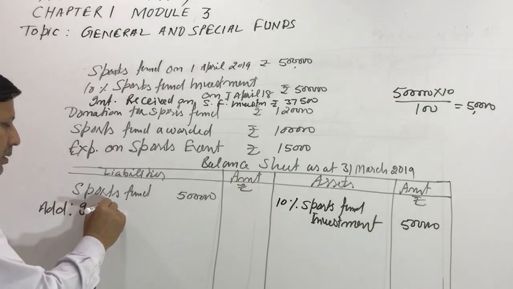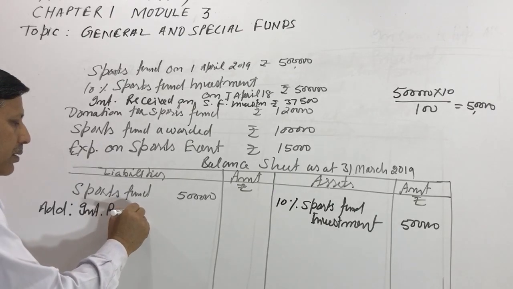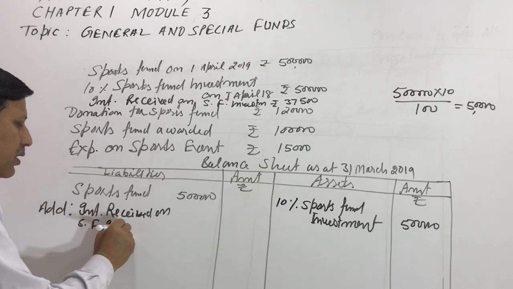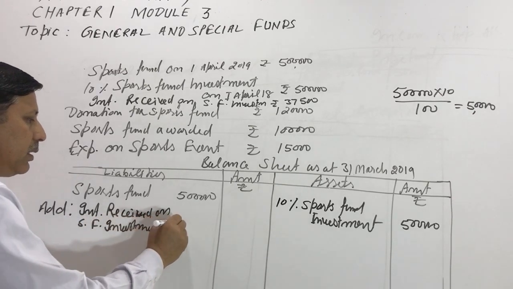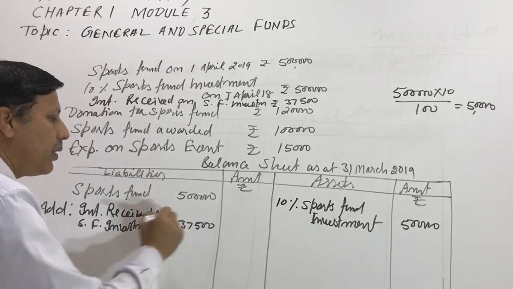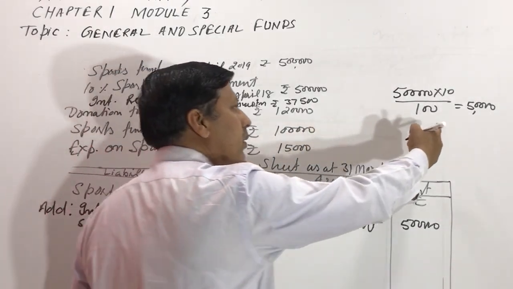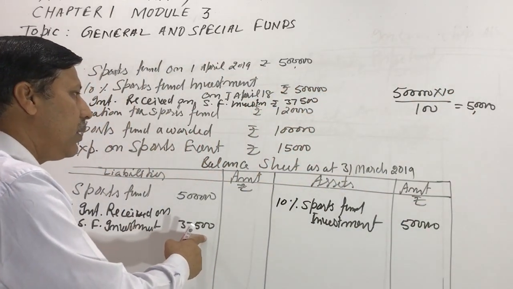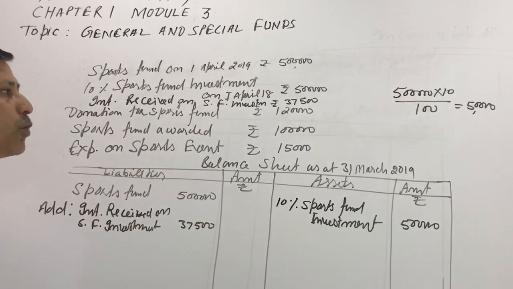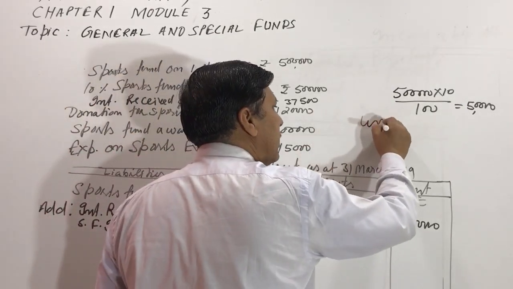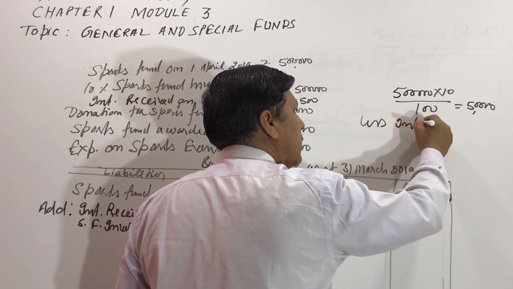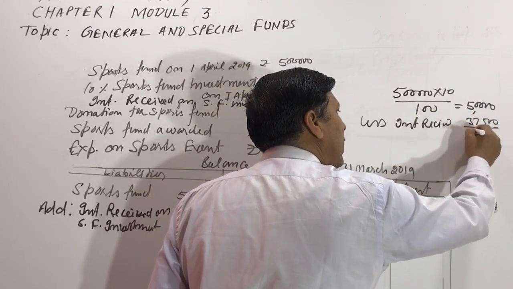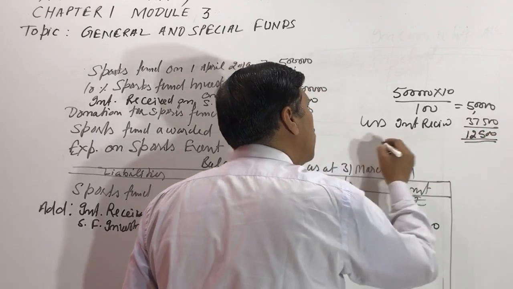Now here we add interest received on sports fund investment, that is 37,500, but it may be 50,000, but we receive only 37,500. One interest is here accrued interest. If we deduct the interest received during the year, 37,500, that is 12,500, that is the interest accrued.